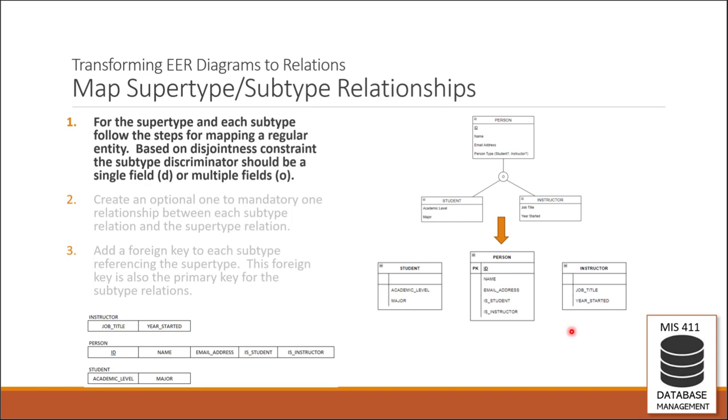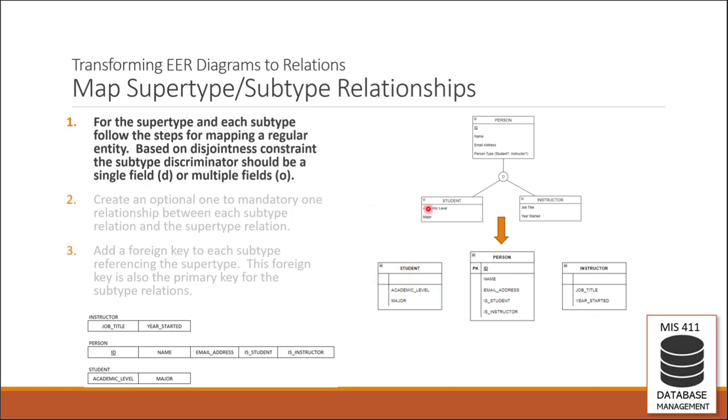So you can see in the original supertype, I have person type, student question mark, instructor question mark, indicating that the person type could be a student, yes or no, and instructor could be yes or no. They could both be yes because of overlap. They could both be no because of partial specialization. A person could be neither a student nor an instructor, right? Or it could be both.